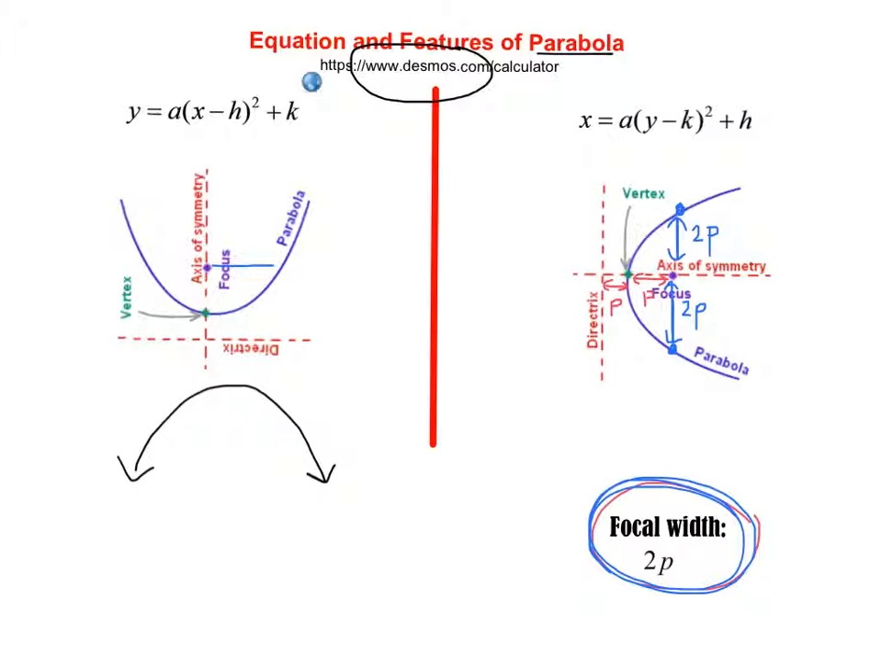I'll draw it on here as well. We have 2p over here and 2p here. That's called the focal width. And then p is that equal distance between the directrix and vertex and the vertex and focus.